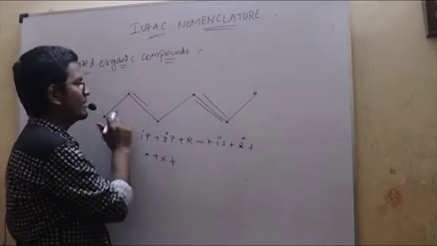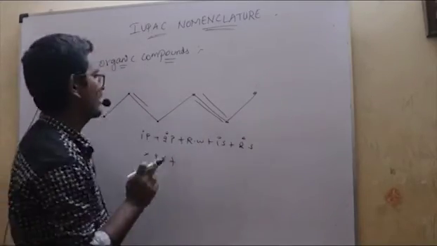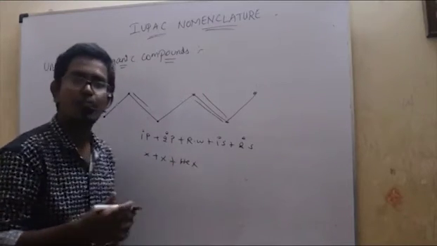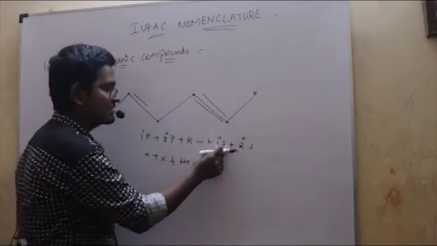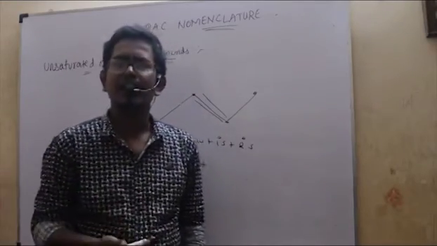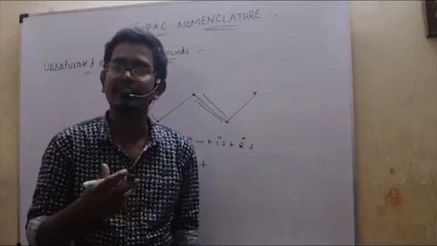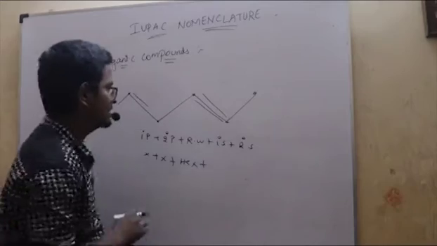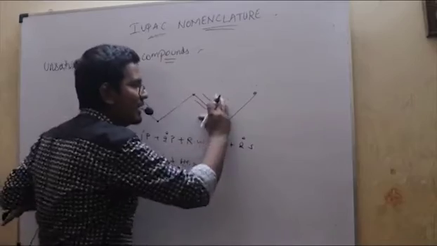What is the root word here? How many carbon atoms are there? We should check. 1, 2, 3, 4, 5, 6 carbon atoms are there. If 6 carbon atoms are there, then what is the root word? Hex. If 6 carbon atoms are present in a compound, the root word is hex, plus primary suffix. What is the primary suffix? Primary suffix gives us the information about the number of bonds present between the carbon atoms. How many bonds are present between the carbon atoms? You can see here both the double bond and triple bond are present.